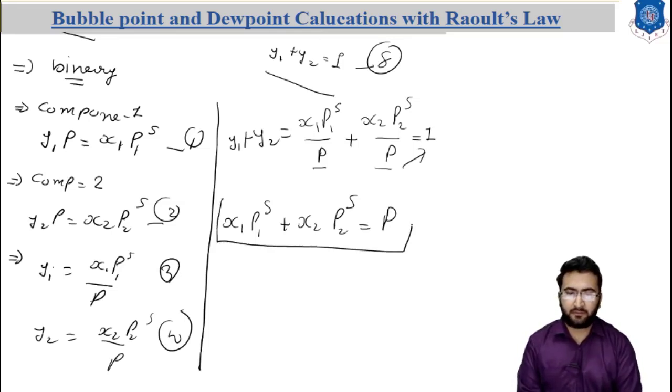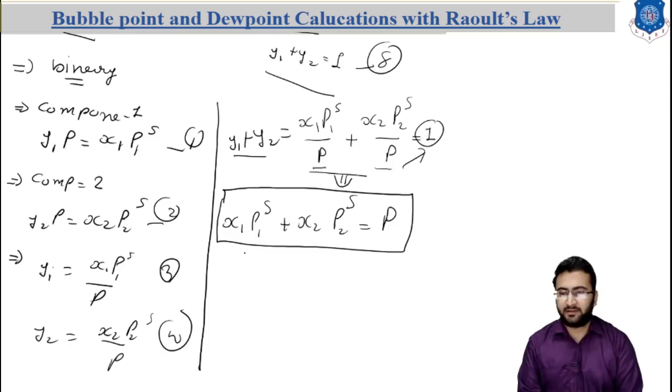So this is the equation for the bubble point calculation with Raoult's law. Here y1 plus y2 becomes 1, and that's why this equation becomes like this. This equation is the Raoult's law form for bubble point calculation for the binary system.